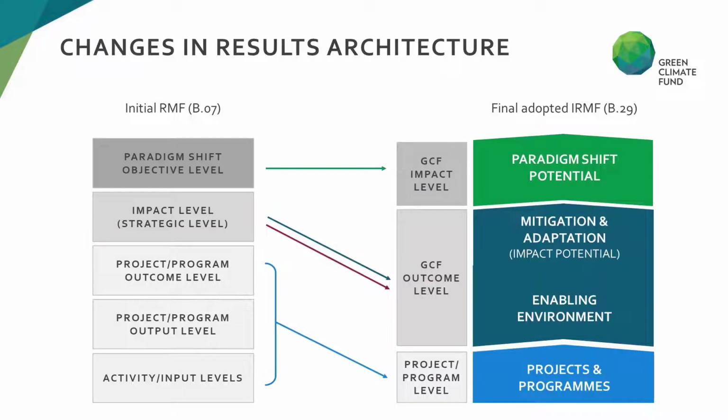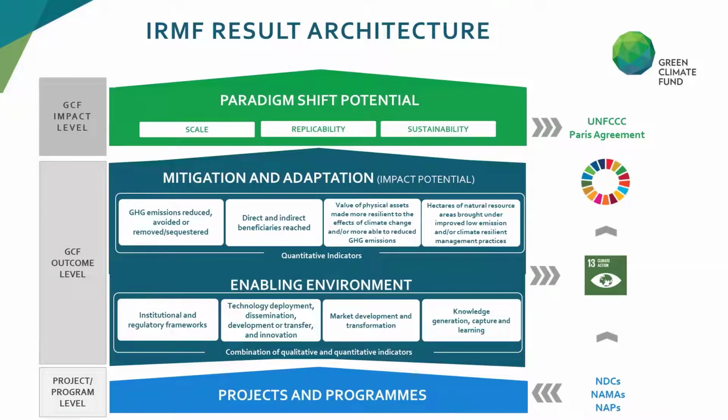This slide shows the changes that occurred in the result levels compared to the previous frameworks, RMF and PMF. As you can see, the GCF impact level under the IRMF is now defined as paradigm shift potential, while the original impact and outcome levels are merged into GCF outcomes consisting of two distinct elements, impact potential and enabling environment. Finally, similarly to the previous frameworks, project-specific outcomes and outputs are measured through project-specific indicators. And now you can see in more detail what the new RMF looks like.